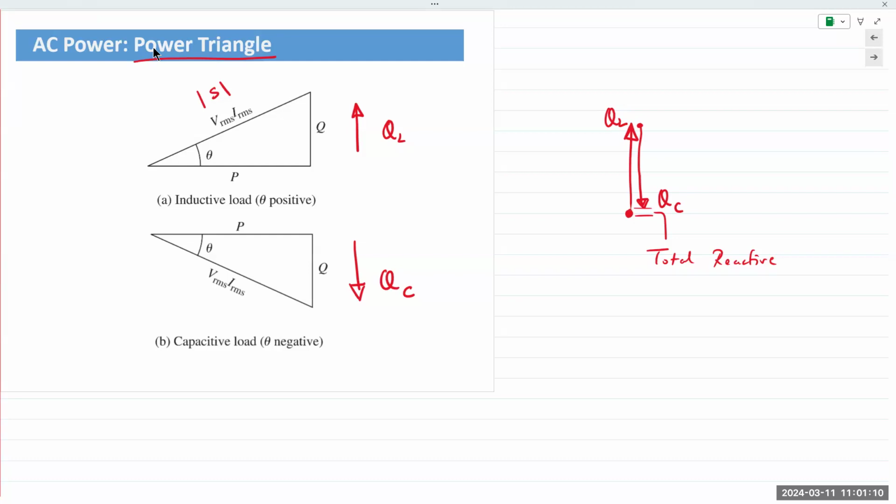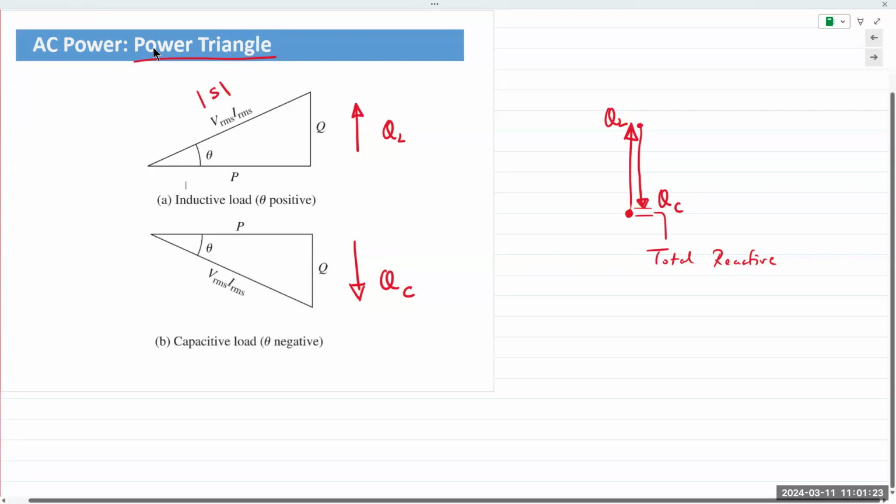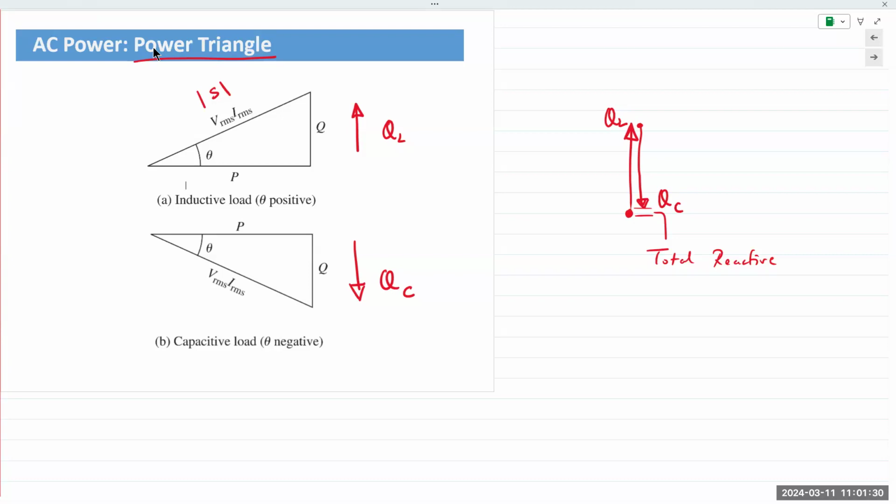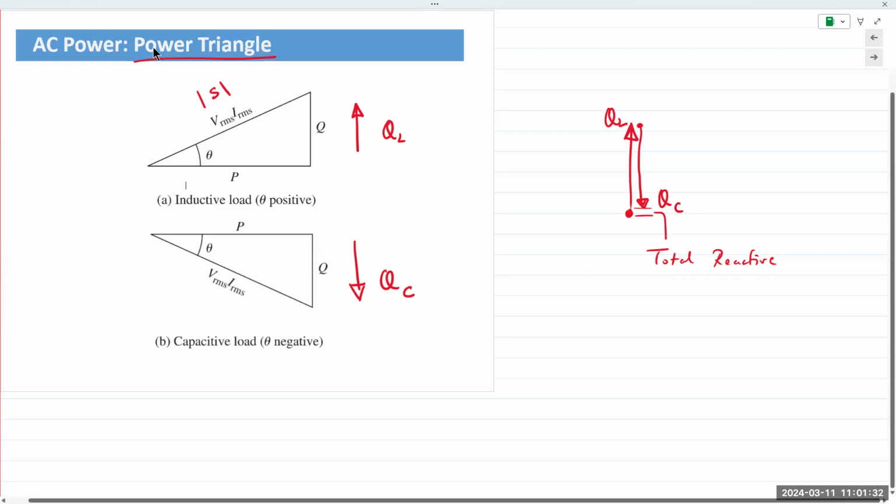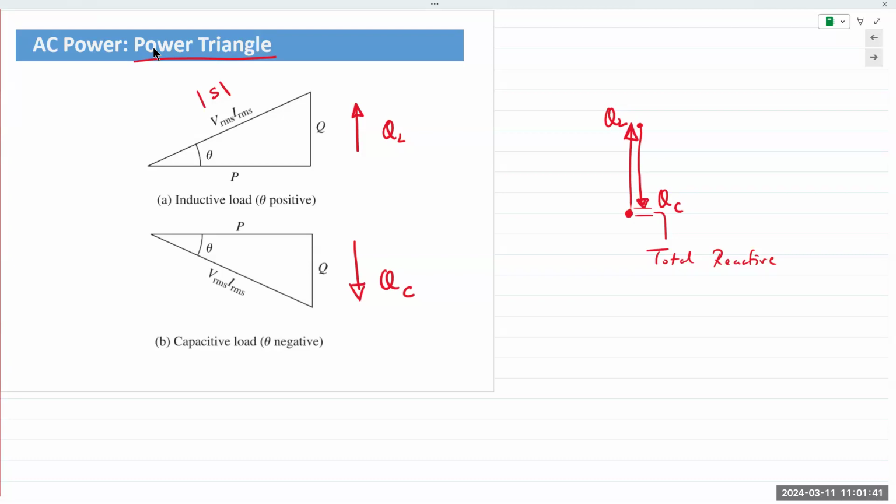This is a graphical representation. QL points straight up, QC points straight down. Your total is the difference between the endpoints. If it's linear, if it's a resistor, you would simply add, right? 2 plus 3 equals 5. Whereas with an inductor and capacitor, if you add in the complex plane, you have to take the phase angles into account. And because the phase angles are opposite, you can balance out the reactive power requirement using a capacitor.